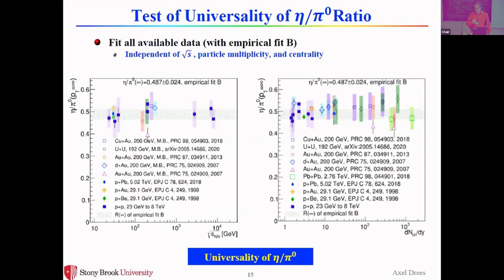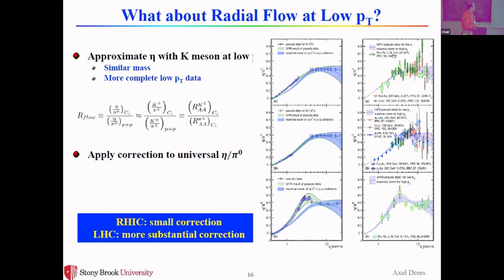Now, of course, in heavy ion collisions, the data does not really go to low pT. So this doesn't prove the universality at low pT, and you need to be concerned because there's radial flow. And if that's the right picture, the eta should be pushed out more in momentum than the pion. So in order to address that, we used the approximation that the kaon is roughly the same mass as the eta. And then you look at K to pi in some centrality selection over K to pi in pp, and use that as a stand-in for the eta, and correct your eta to pi zero ratio at low pT. This is sort of on the technical side. This is central collisions, peripheral collisions, and this is from PHENIX, and this is central collisions from ALICE. And then you get an estimate of how different that is from the universal curve you determined from pp.